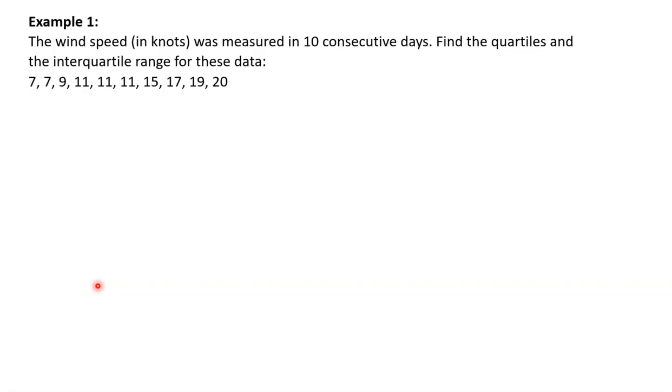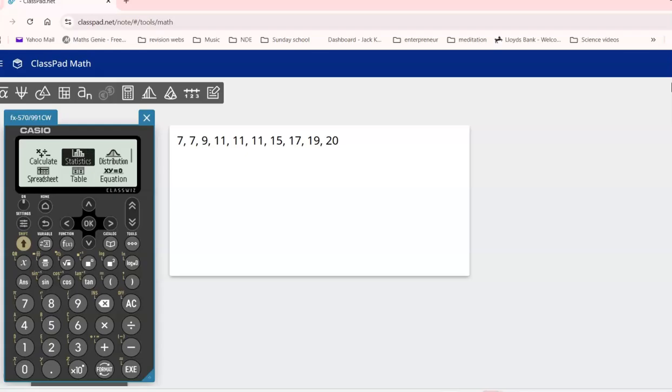So there are 10 data for the wind speed, and we will now find the quartiles using the calculator. And we need to enter the data, so pressing statistics, okay, one variable, okay, 7, okay, 7, okay. You can pause the video, enter the data, and then continue watching. Okay, so here are the data.